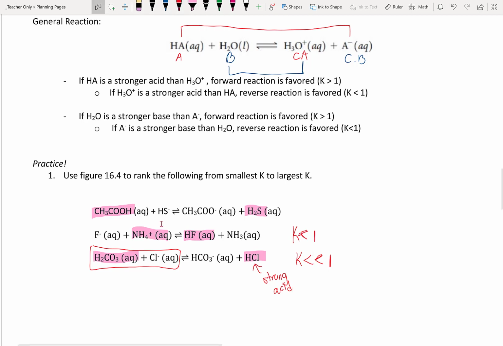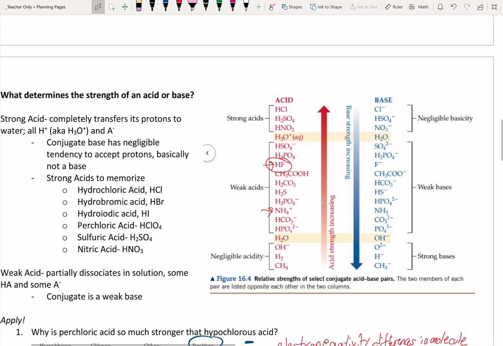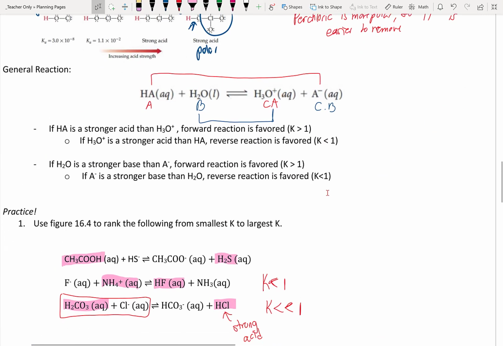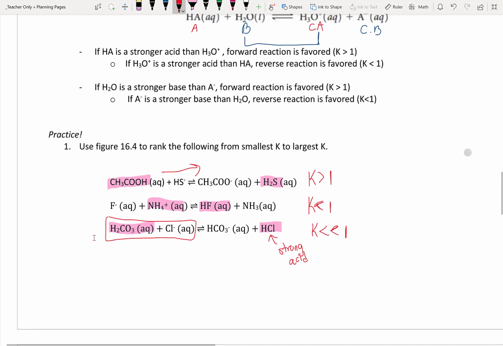Okay. Now for this one, we have acetic acid, CH3COOH, and H2S. Which of those is the stronger acid? Well, if we go up here, so erase our ones from last time, here's our acetic acid, and here is the H2S. So acetic acid is going to drive this reaction. The forward reaction is going to be favored because it's more likely to donate a proton. So here we know that K is going to be greater than 1.